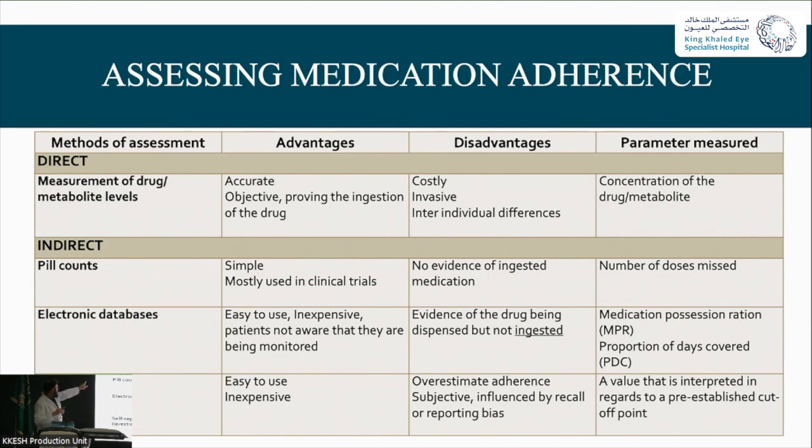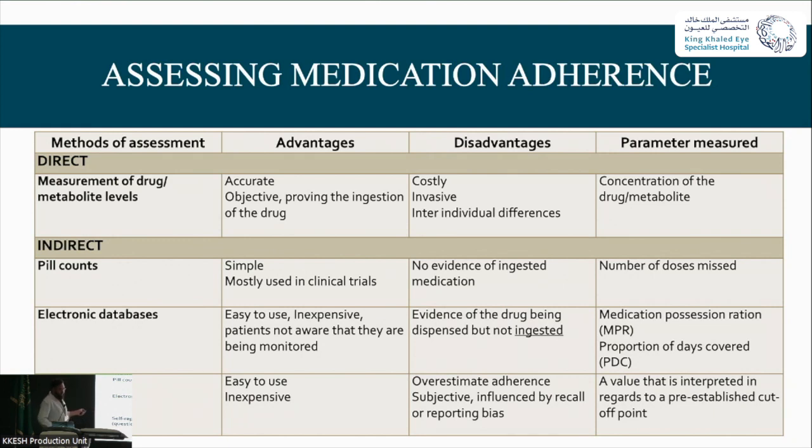So these are the ways we can assess medication adherence. For example, the direct assessment, where we assess the patient directly, is through blood levels, which is not very practical, especially in eye drop management, but in other diseases we can check. A common example is vancomycin. Although vancomycin is given to inpatients, so we are not concerned about adherence, you can check the medication level in the serum or blood, and you will know that the patient is taking the medication.